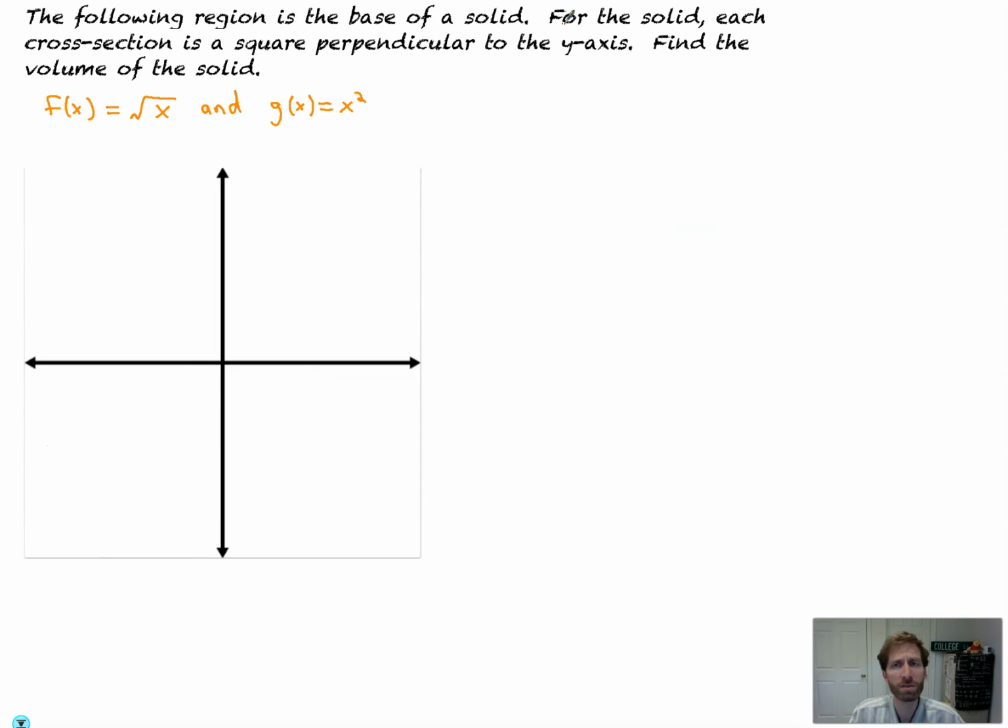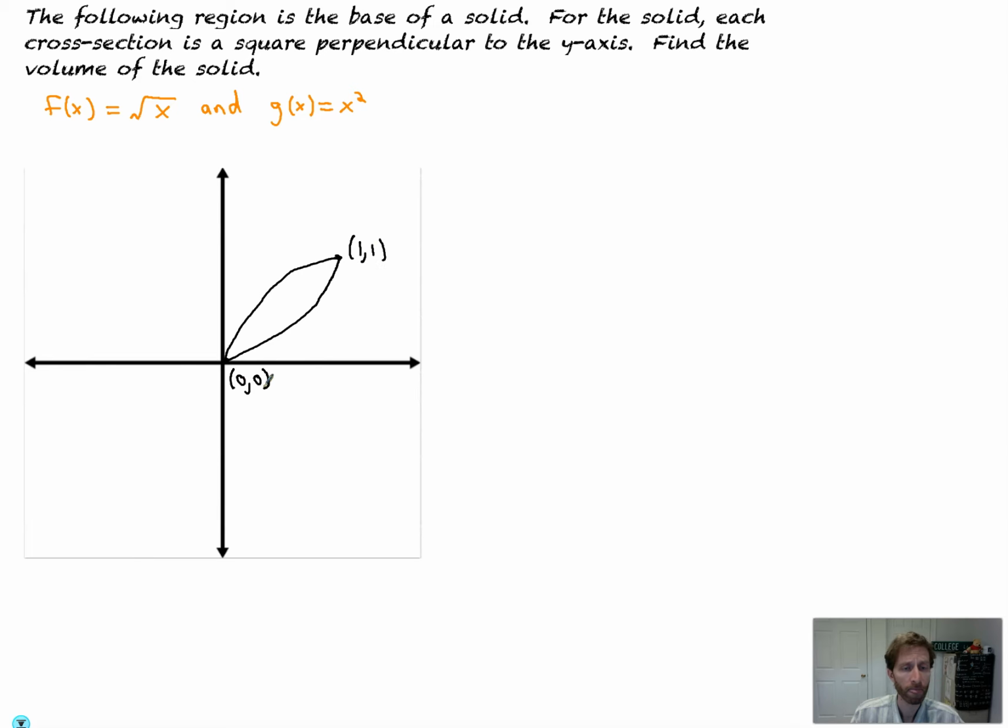It says the following region is the base of a solid. For the solid, each cross-section is a square. Again, we know it's a square, perpendicular to the y-axis. So this time we're going this way. So the same exact region, like that. So we already know it intersects at 1, 1. We know that from the last problem.